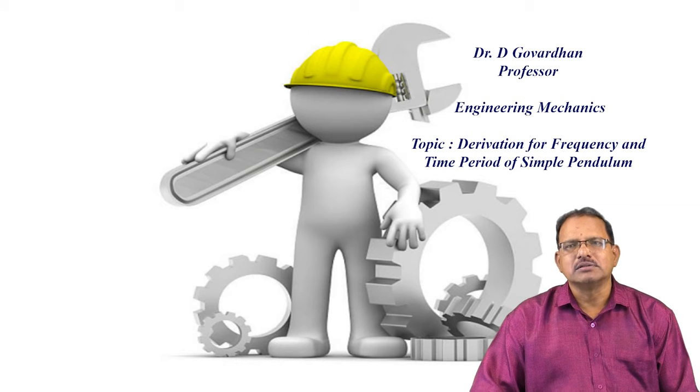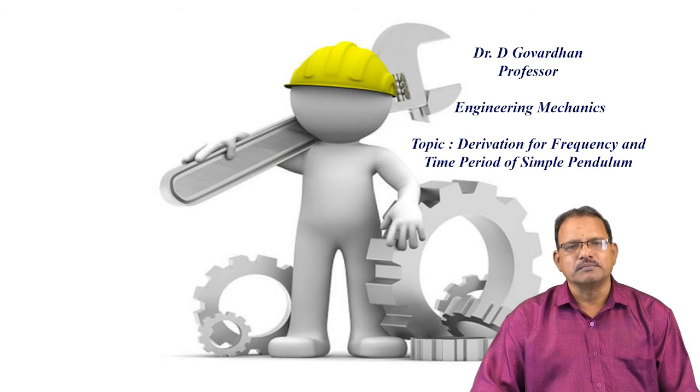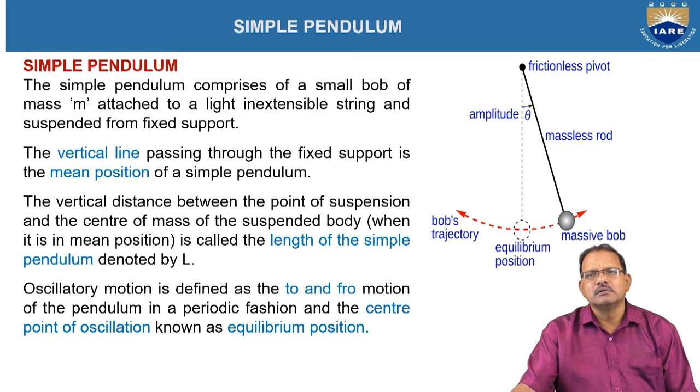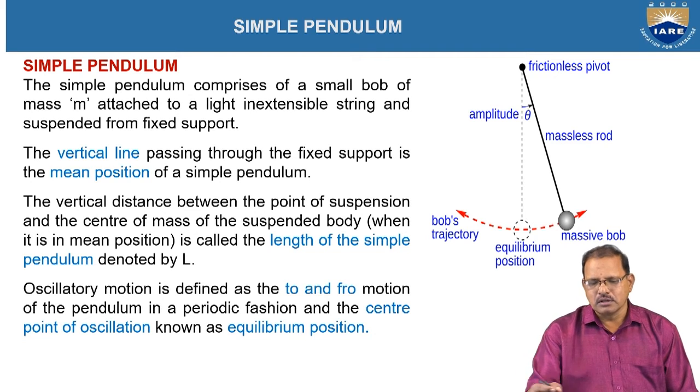Today the topic is derivation for frequency and the time period of simple pendulum. The simple pendulum comprises of a small bob of mass m attached to a light inextensible string and suspended from the fixed support, which is shown in your figure now.